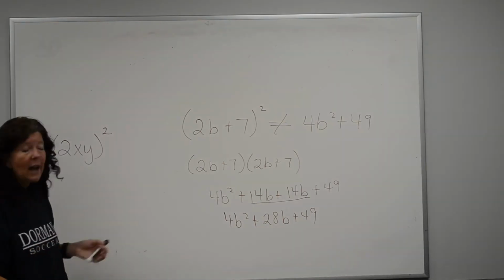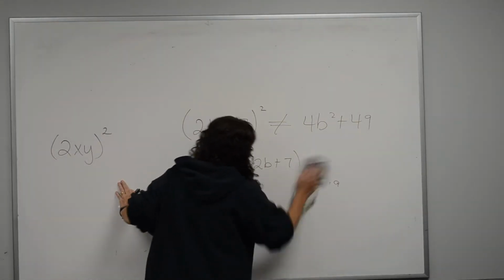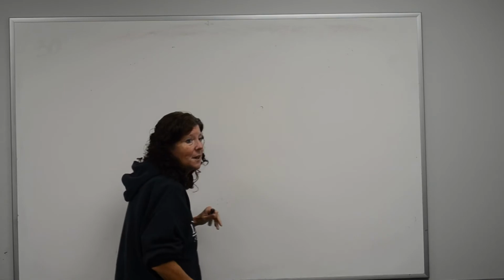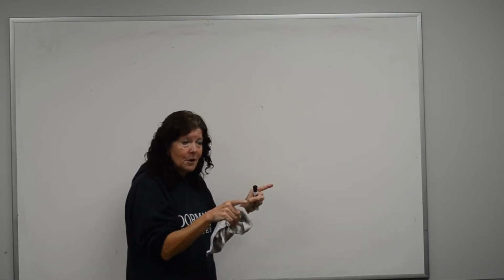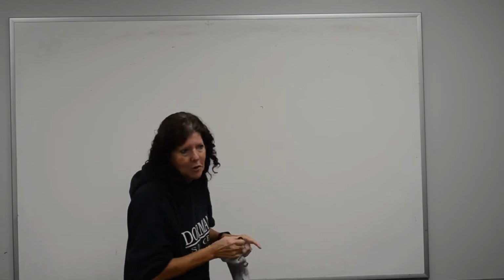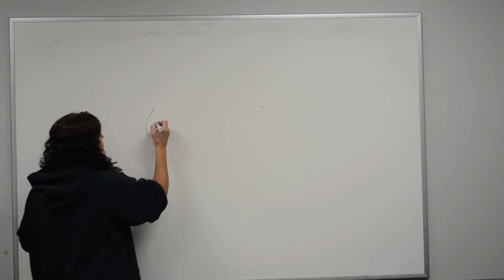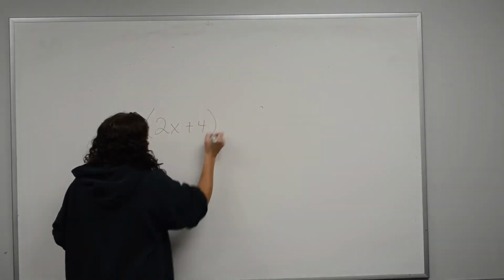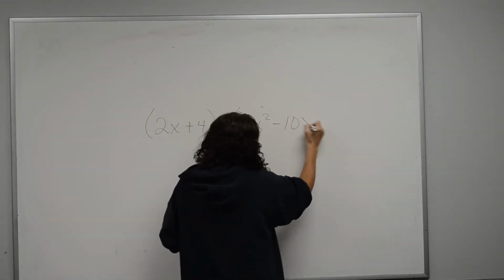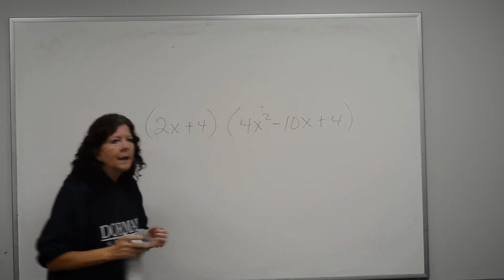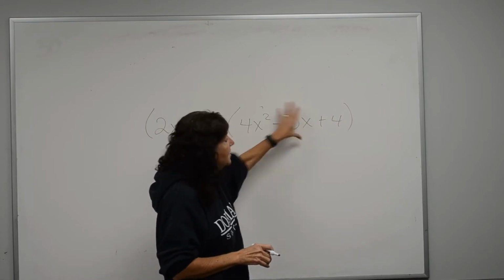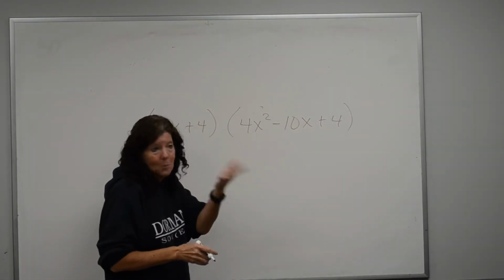All right, let's say I don't have a binomial times a binomial. What if it's cubed? If it's cubed, you've got to do it 3 times. You've got to do the 2 binomials, okay? So you can only do 2 things at a time. So you do FOIL, and then you do what I'm about to show you, okay? So let's say I have 2x plus 4 times 4x squared minus 10x plus 4. Okay? Can't do FOIL on this. This is a binomial times a trinomial. This is what I would end up having if I had had it cubed, something like this.